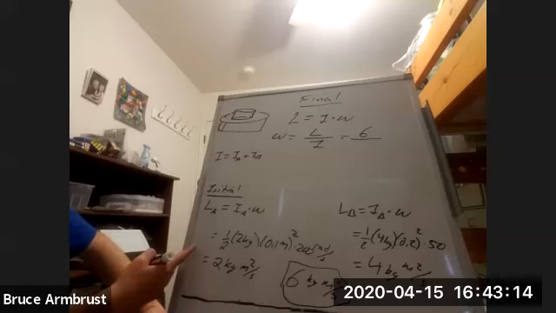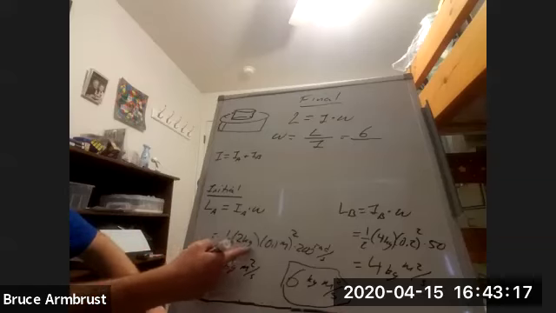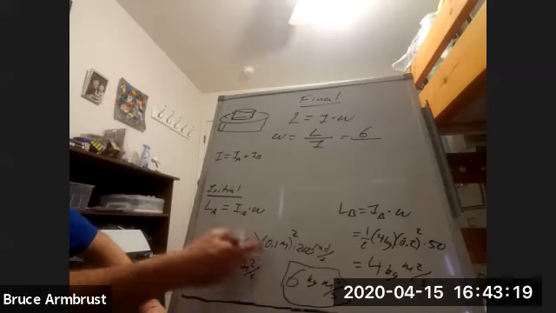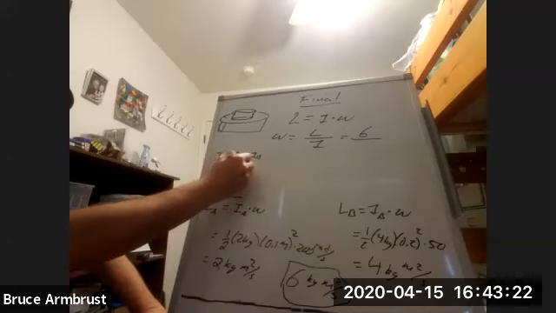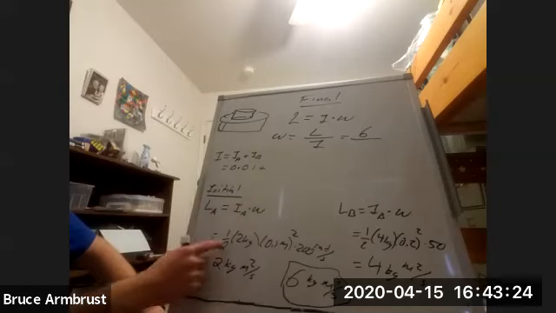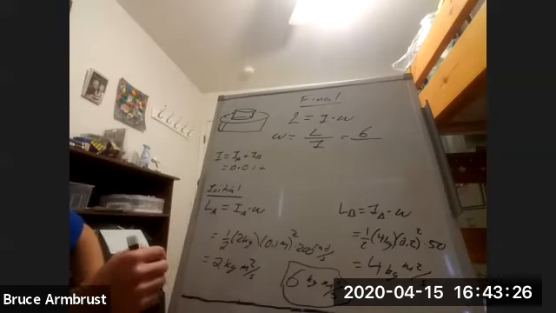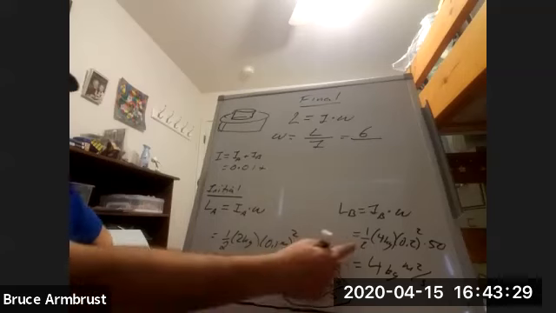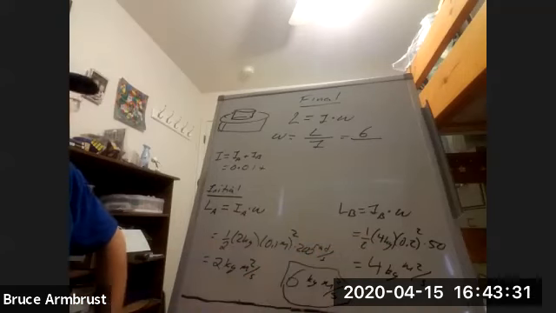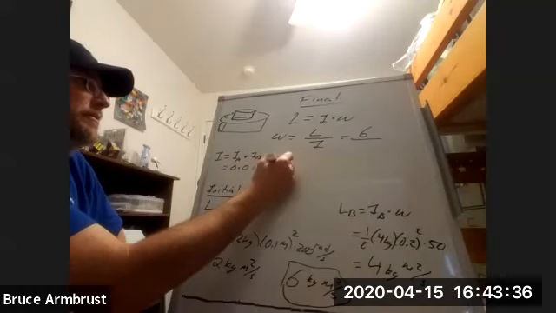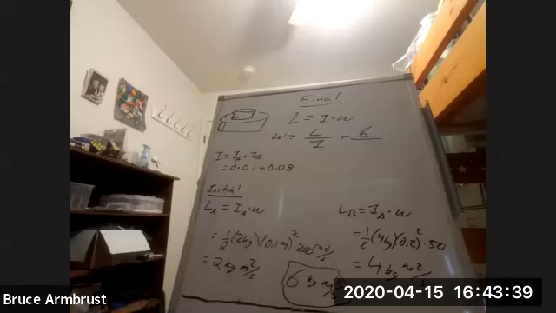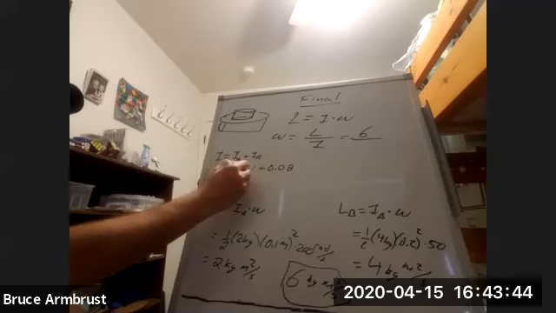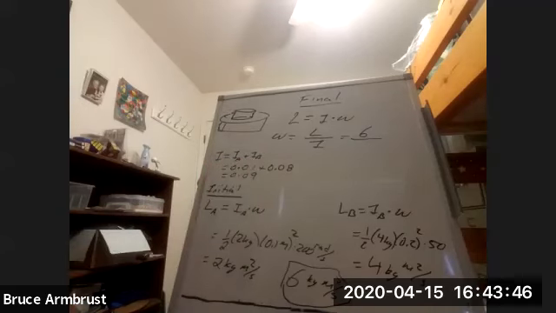So the moment of inertia for the first one, that 1/2 mr squared, was 0.01. So you take 1/2 times 2 times 0.1 squared. For the second one, same story. You take 1/2 times 4 times 0.2 squared. And what that ends up giving us is 0.08. So the total moment of inertia for this object, once they get put together, is 0.09.